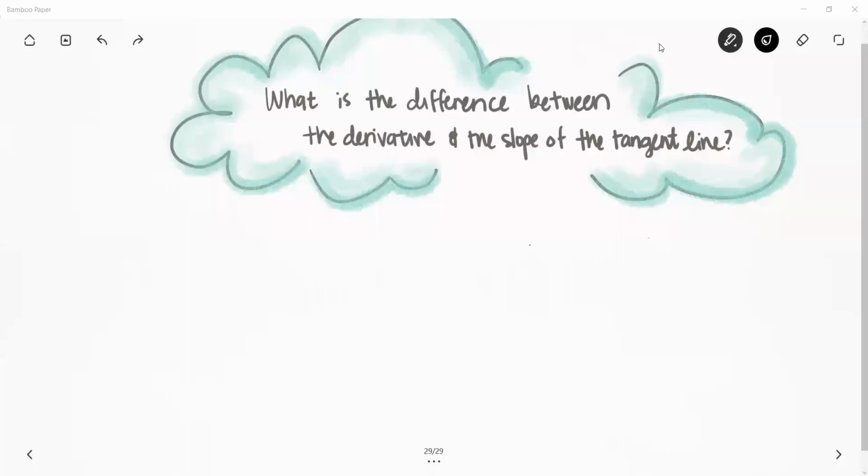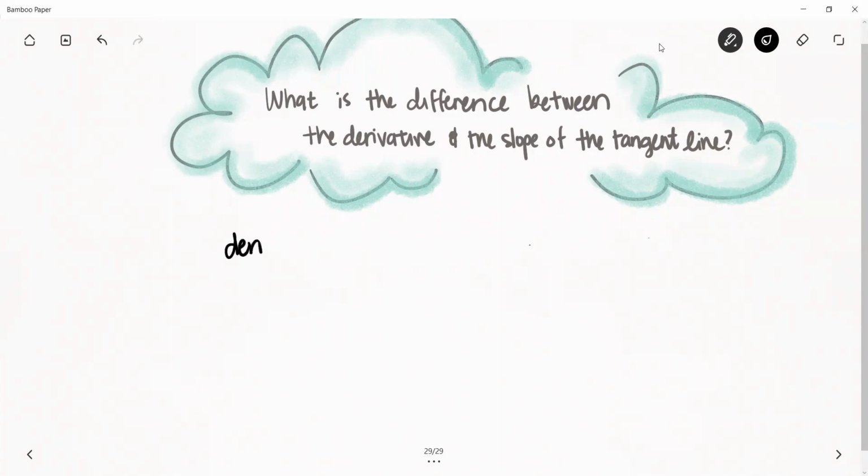Hello everyone. So I'm making this video because I want us to do some more practice problems and address this question right here. What is the difference between the derivative and the slope of the tangent line? So essentially, they do sort of mean the same thing as we've discussed in class.